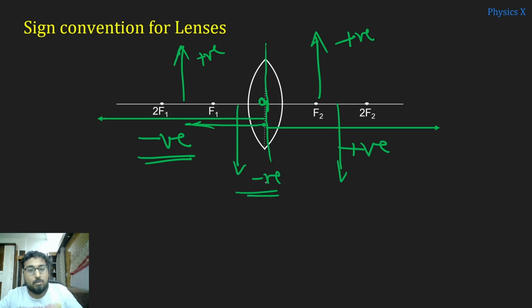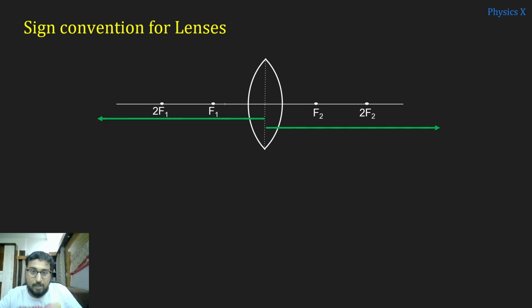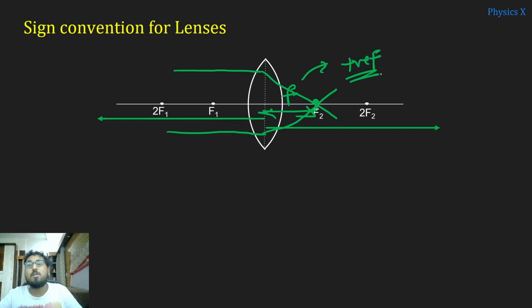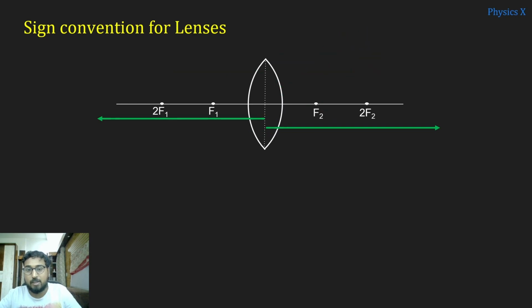That is the reason I told you that in a convex lens, the rays of light were coming like this and they were actually meeting at this point, right? So that is why I told you that this is a real focus. And you can see that this focal length is on the right hand side of this lens. So I will take positive focal length for the convex lens. Likewise for the concave lens, it is the virtual focus which is on the left hand side. So that is why the focal length is negative for a concave lens.